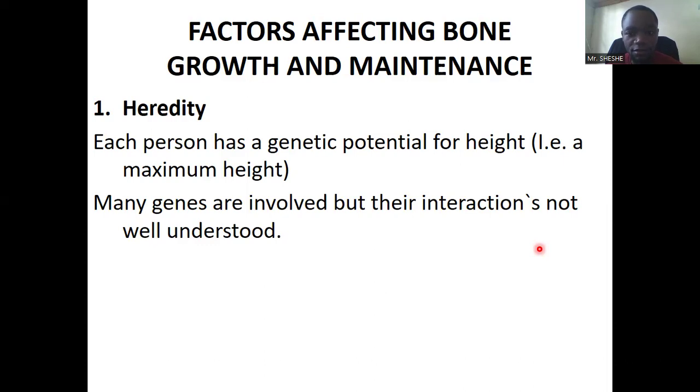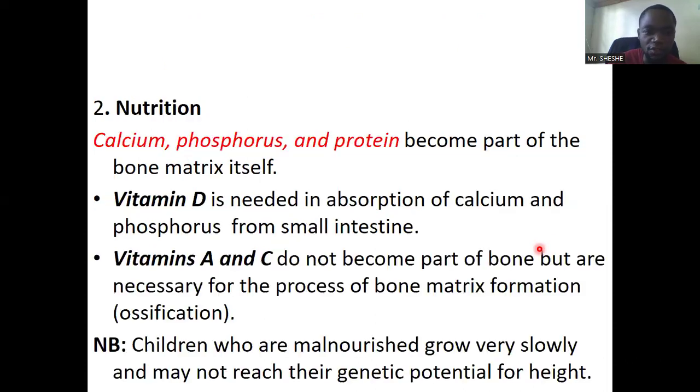So meaning growth of the skeleton has to do with genes. Number two is nutrition. So in the nutrients, we're concerned with calcium, number one, phosphate, number two, and protein. Remember, protein, we call it as a bodybuilding food. So that is important. Apart from that, we also have vitamin C, vitamin A, and vitamin D. These vitamins are essential for us to get nutrients, especially calcium, from the digestive system.